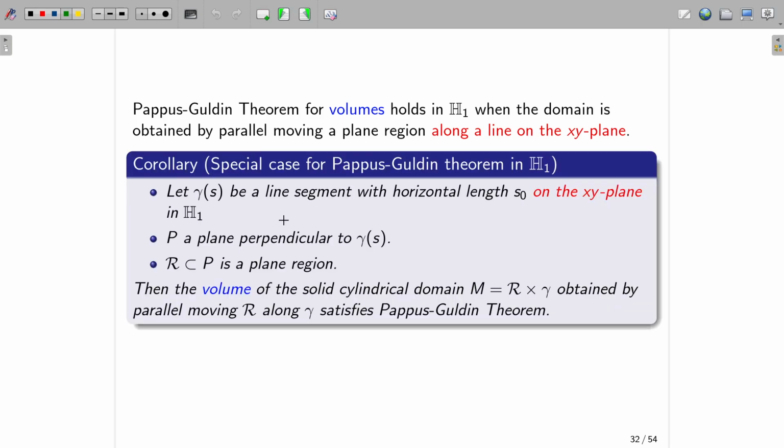So the special case for the Pappus-Guldin theorem in H1 states that when the line segment has horizontal length s0 on the xy plane, in this case the region is just perpendicular to the xy plane, as I mentioned before. It's kind of a special case.